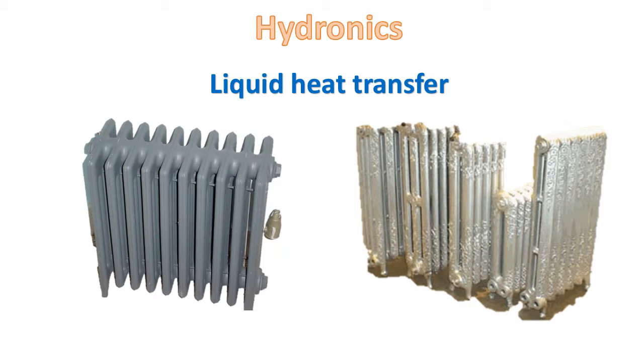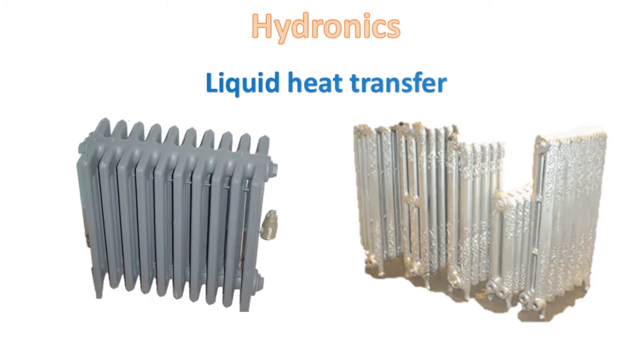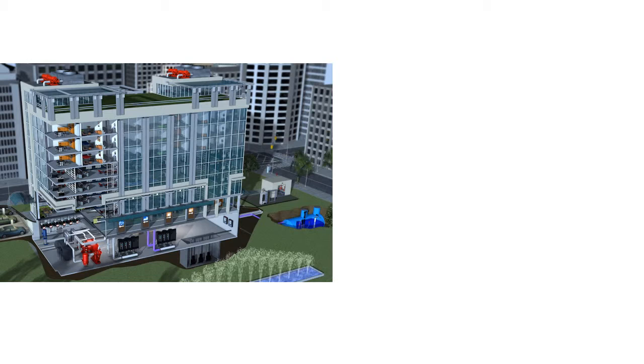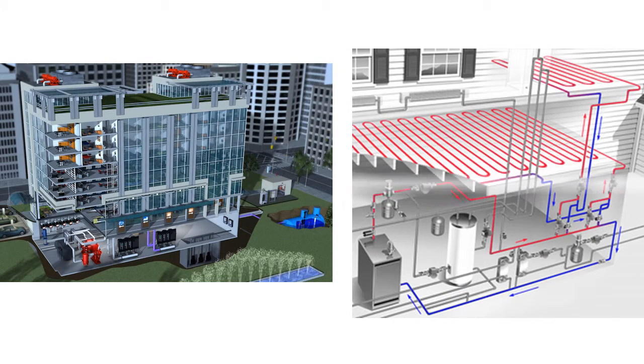Hydronics is the use of water or another liquid as a heat transfer medium. For example, steam or hot water radiators. Hydronic systems were used on commercial buildings only to provide for heating and air conditioning. The chiller boiler system innovation makes them available for homes and smaller commercial spaces.